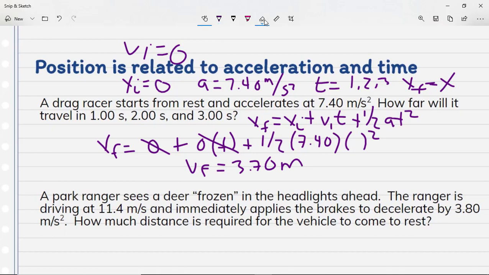Okay. And again, you repeat that exact same process. So for 2, you would just mark that out, plug in a 2, and then you would get 14.80 meters, and then do the same thing for 3.